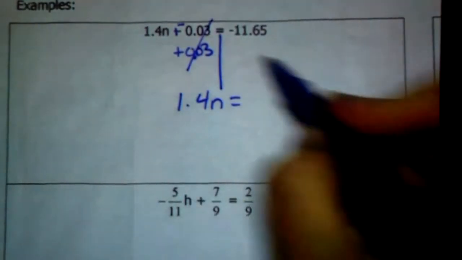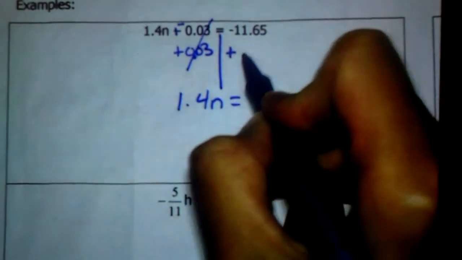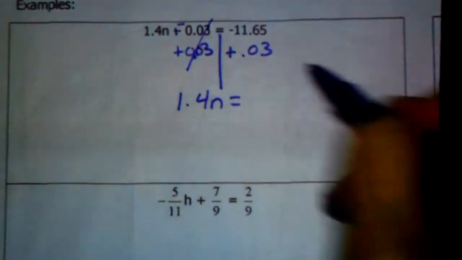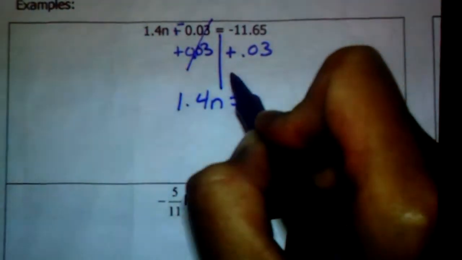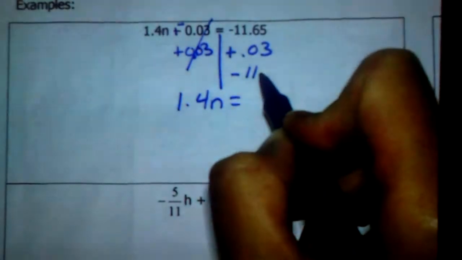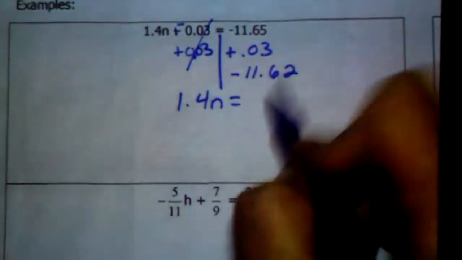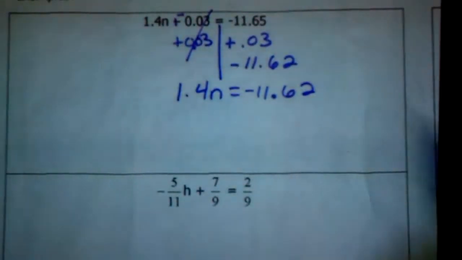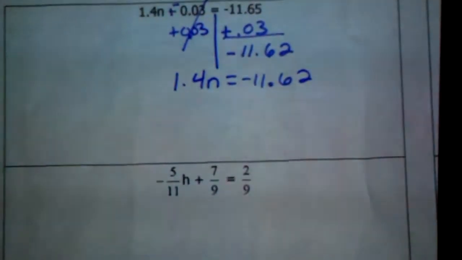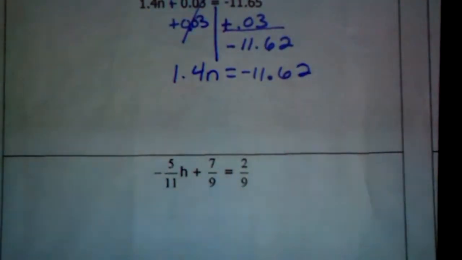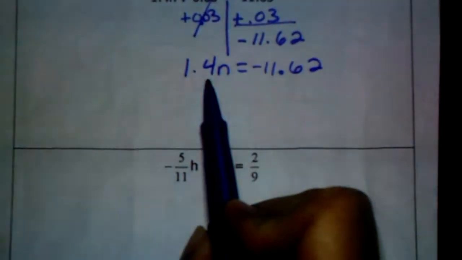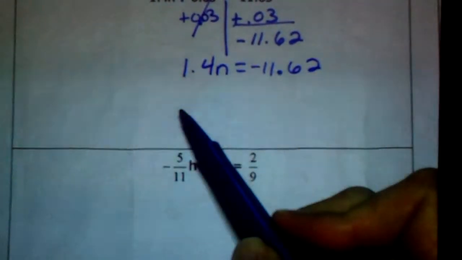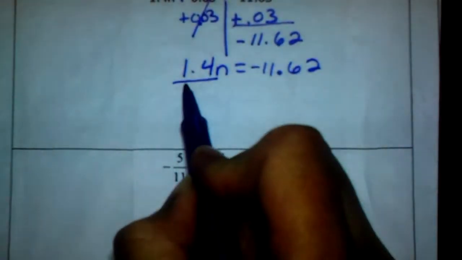Over here I also have to add 0.03. And I end up with a negative 11.62. Alright. Now I have 1.4 multiplied by something equals a negative 11.62. So, notice these are being multiplied. The opposite of multiplying by 1.4 would be to divide by 1.4.